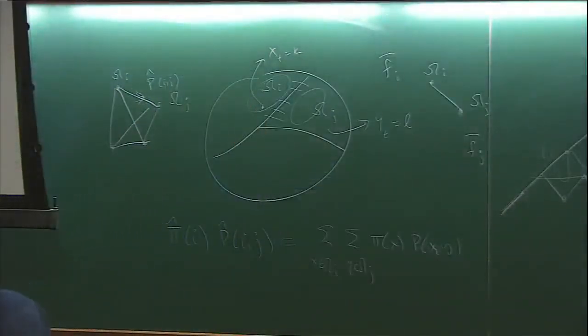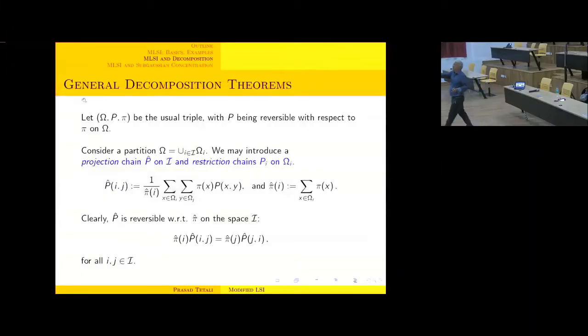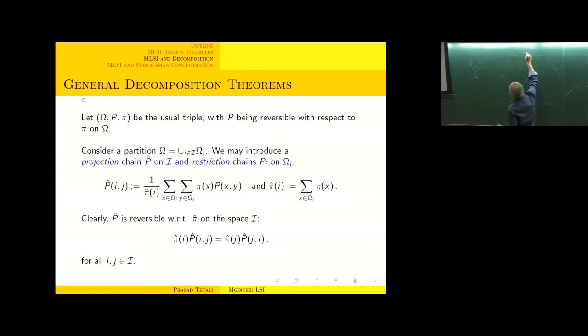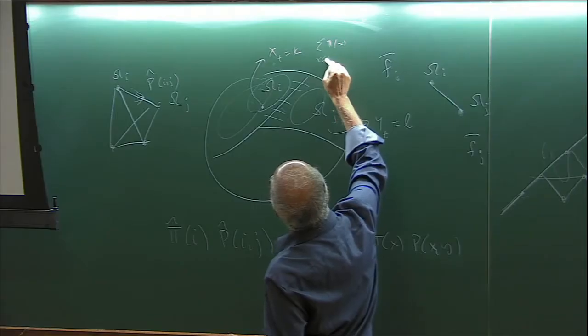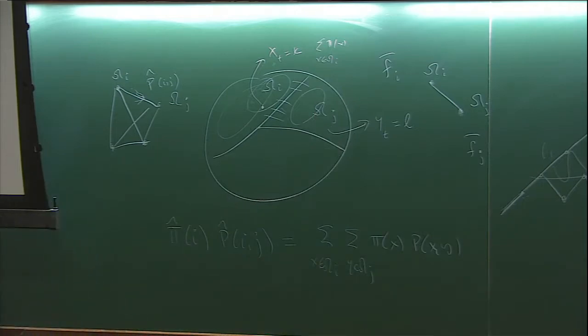If you define it this way, then it's easy to see it's reversible with respect to this pi bar of I, where pi bar naturally is the measure of this part, which is just the sum of everybody in that, x in omega I. Okay? Very natural projection chain. Restriction is also natural. Okay, this part is easy to see, it's reversible.